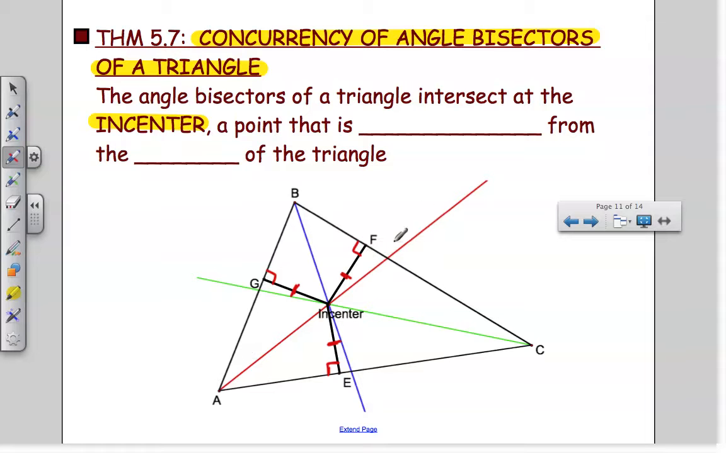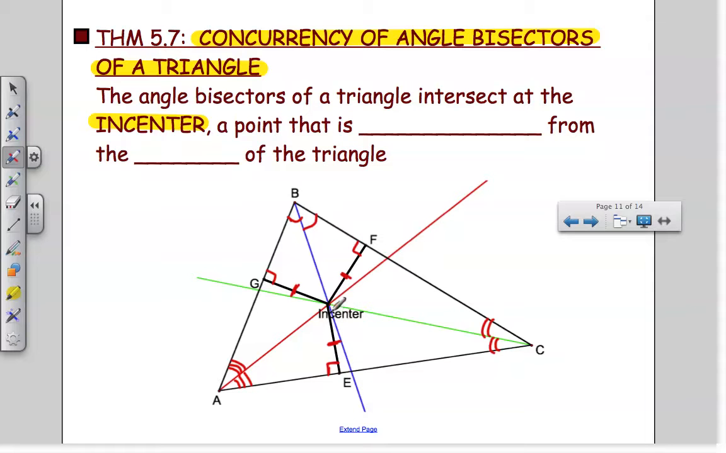And finally, this red angle was another angle bisector, therefore this point should be equidistant to the sides as well. And actually, I could have marked that these angles are congruent. The blue line's an angle bisector. These angles are congruent because this green line was an angle bisector. And finally, these 2 angles are congruent because the red ray is an angle bisector.